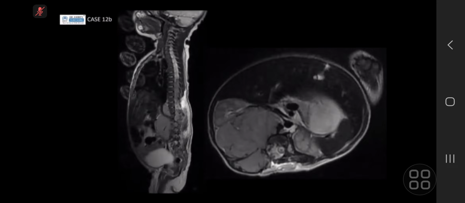And there is evidence of extension into the spinal canal. There is a heterogeneous segment within the spinal canal and also its extension within the spinal canal. Okay, I also have some CTs to help you along.